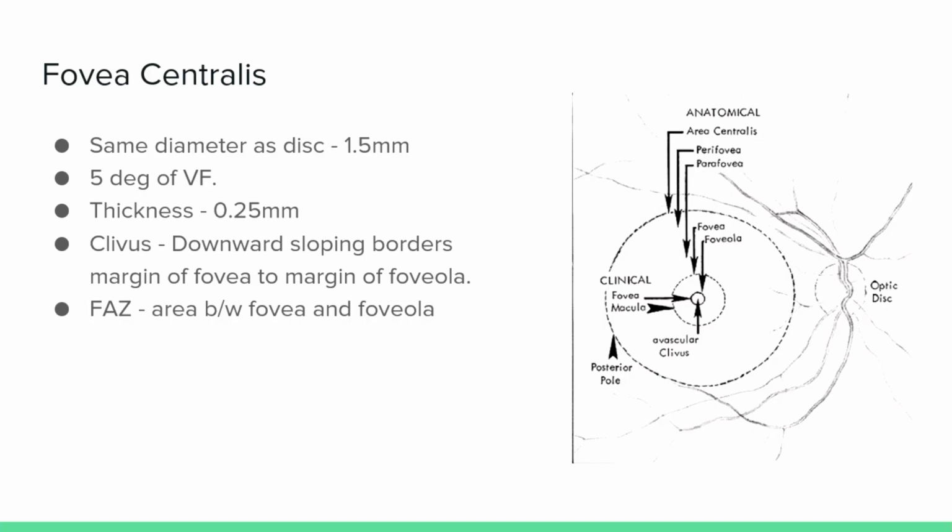Clivus is the area of downward sloping between the margin of fovea to the margin of foveola. It will be represented in the further slides. Foveal avascular zone is the area between the fovea and the foveola. It is one of the avascular areas in the retina.